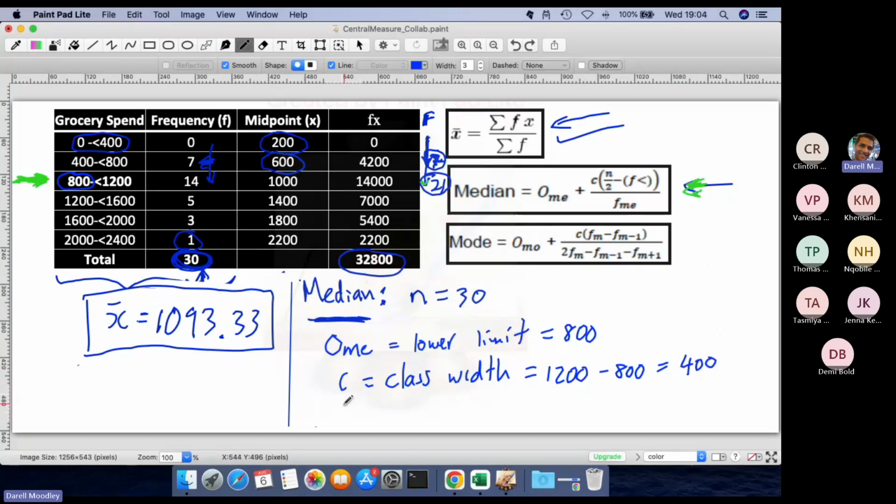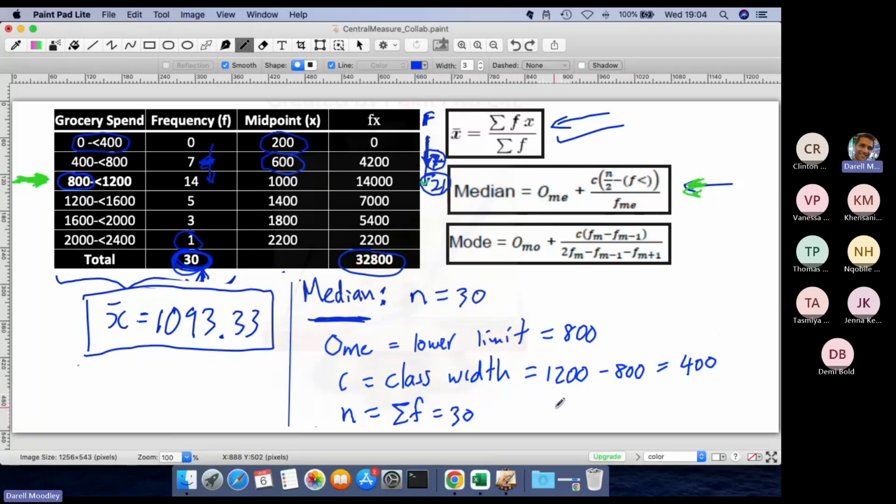Right, that's your C. N is just the sum of the frequency. It's your total frequency. You add up all your frequencies. So it's the sum of the frequencies, which is 30. All right, so we've got L_ME, we've got C, we've got N.